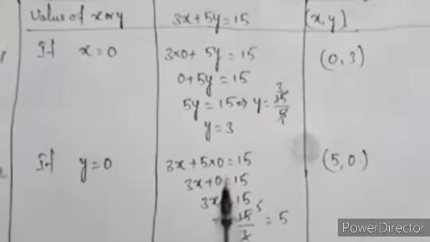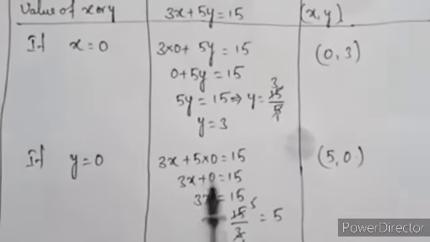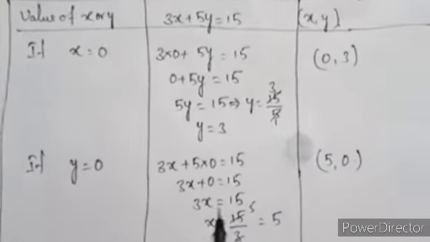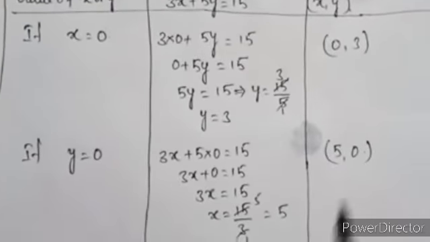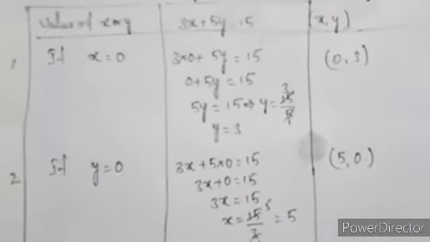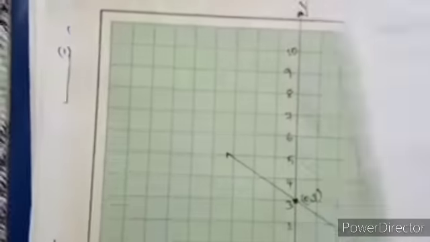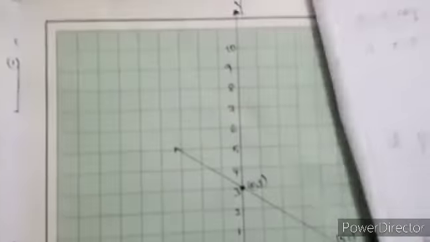Next put y is equals to 0. 3x plus 5 into 0 is equals to 15. 3x plus 0 is equals to 15. 3x is equals to 15, then x is equals to 15 by 3, that becomes 5. So the ordered pair is 5 comma 0. Let's plot these values in the graph.